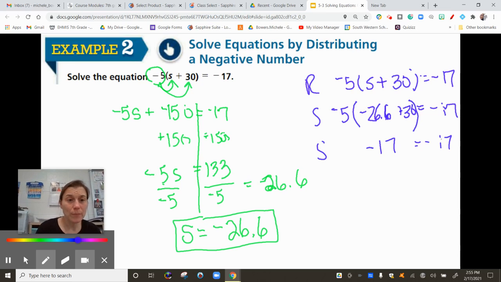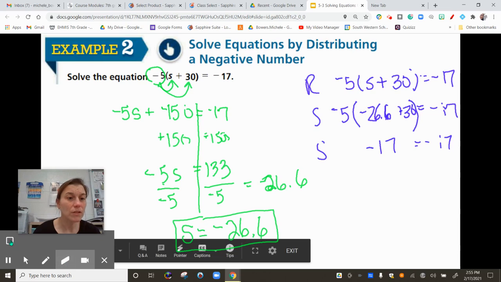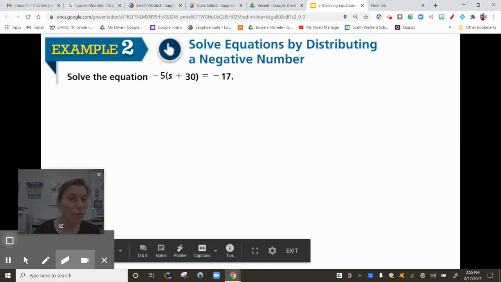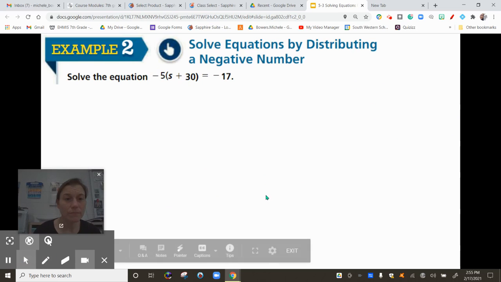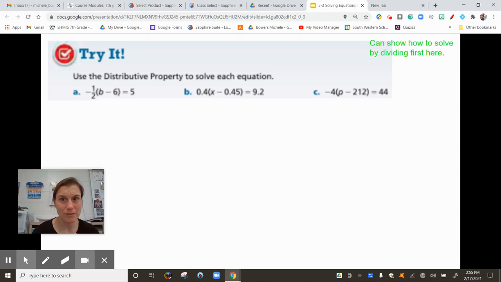So those are the 3 examples from your book, and you're going to see that there are more problems in the Try It where you have to solve equations with parentheses, and the trickiest part is when you have this negative on the outside. So I'd like you to do the Try It. I'd like you to look at one problem together. I'd like to do letter C.